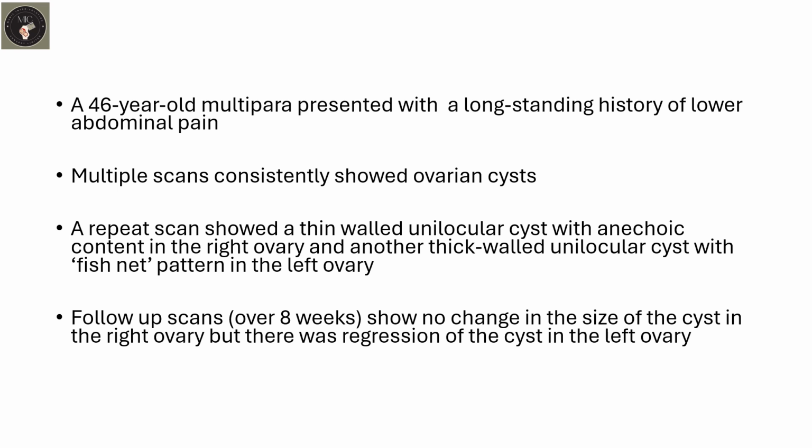A repeat transvaginal scan showed a thin-wall unilocular cyst with anechoic content in the right ovary and another thick-wall unilocular cyst with fishnet pattern in the left ovary. Follow-up scans over a period of 8 weeks showed no change in the size of the cyst in the right ovary, but there was regression of the cyst in the left ovary.